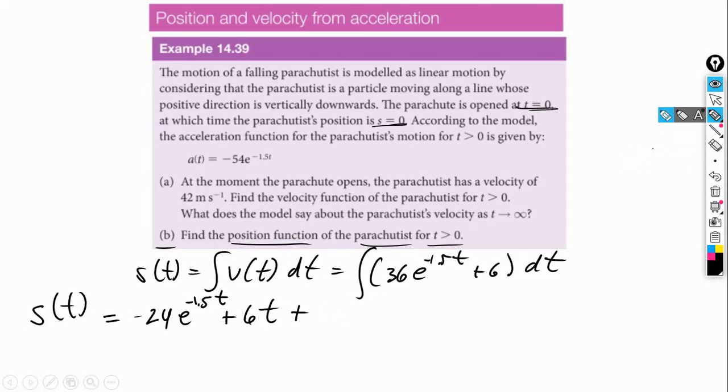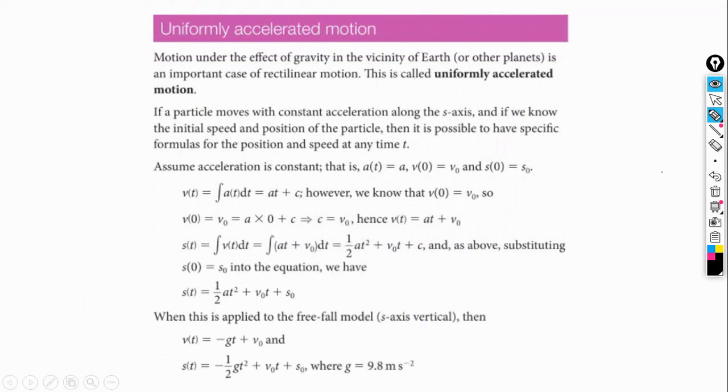This would definitely be 24 here. Then this will be the position function that models the position of the parachutist after the parachute opens for t greater than 0. So in the next slide, we're going to talk about uniformly accelerated motion. Motion under the effect of gravity in the vicinity of Earth or another planet is an important case of rectilinear motion. This case is called uniformly accelerated motion.